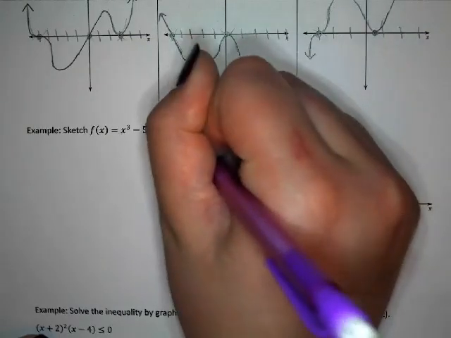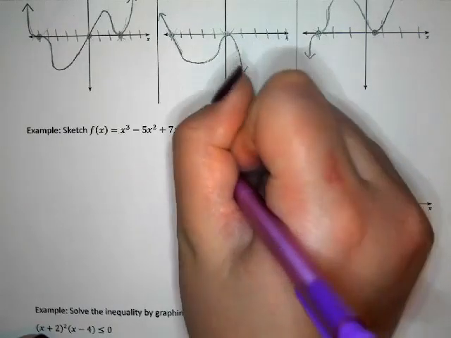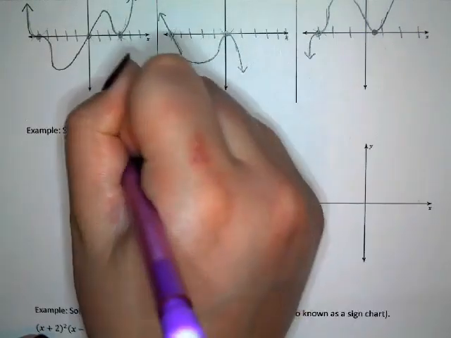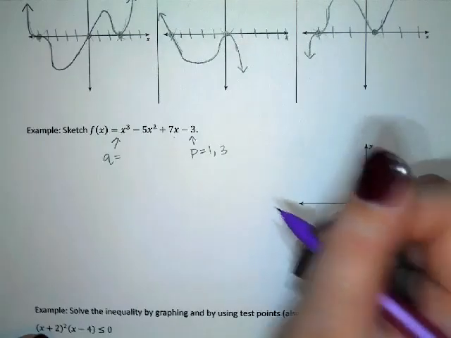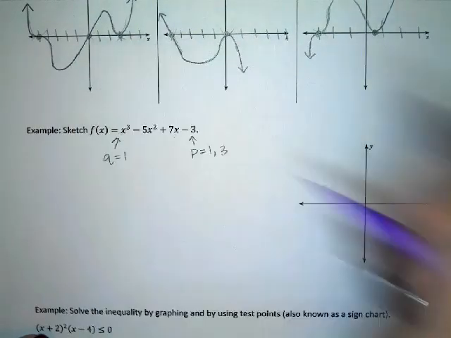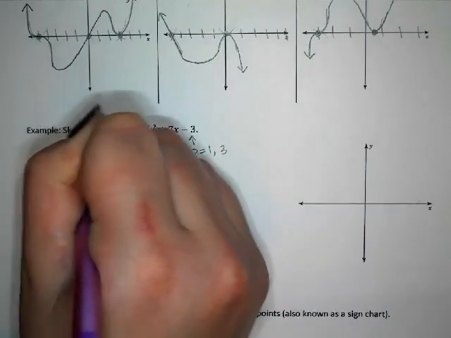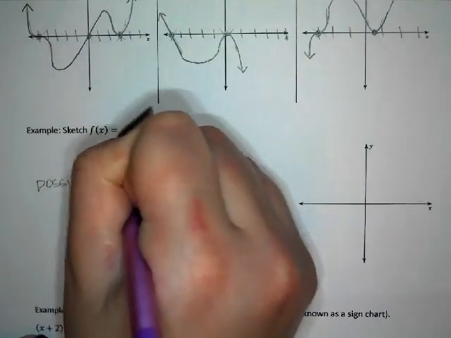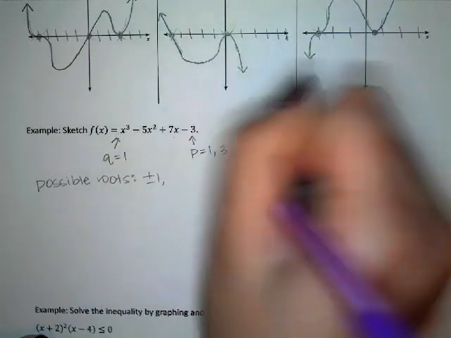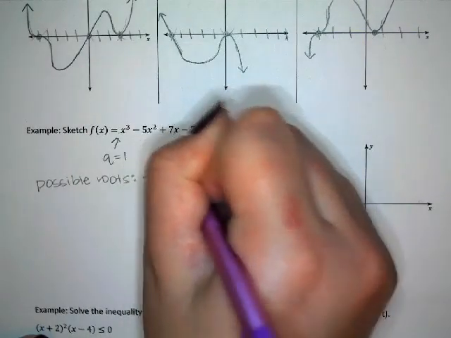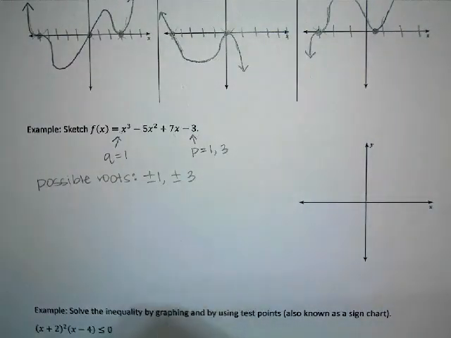So I'm going to list all the p-values, the factors of the constant, 1 and 3. All the q values, the factors of the leading coefficient, so just 1. My possible roots, 1 divided by 1, so plus or minus 1. 3 divided by 1, plus or minus 3. So thankfully this one doesn't have too many possible answers.